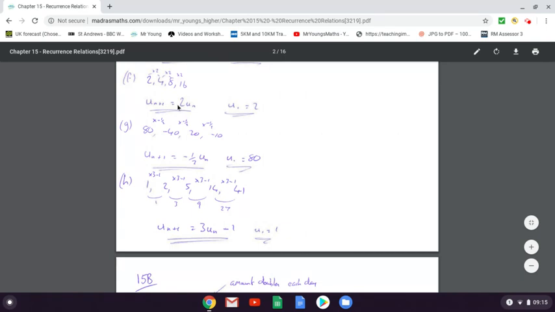So u n plus 1 will be double the previous term. u n plus 1 will equal 2u n. So u2 will be 2 lots of u1, 2 2s are 4. u3 will be 2 lots of u2, 2 4s are 8, and so on.